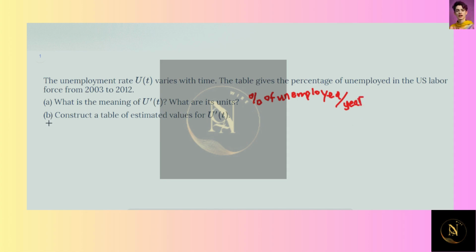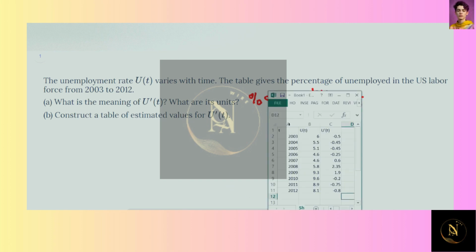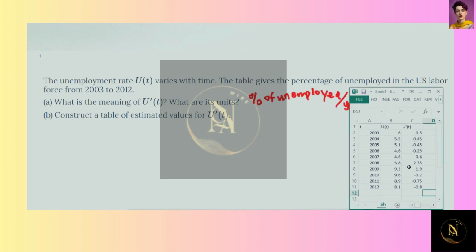All right, part B. Construct the table of estimated values for u prime of t. So here's an attempt at estimating the values of u prime of t. Here's an example of what is being done. For this year, 2004, we're taking the average of the rate of change from 2003 to 2004 and the rate of change between 2004 and 2005.